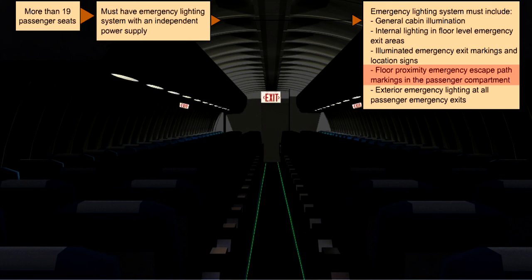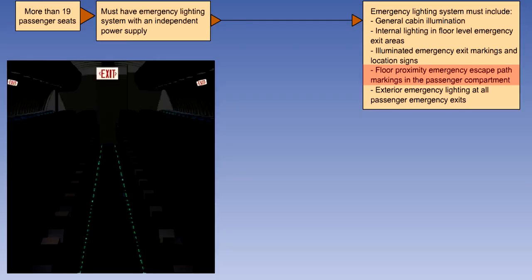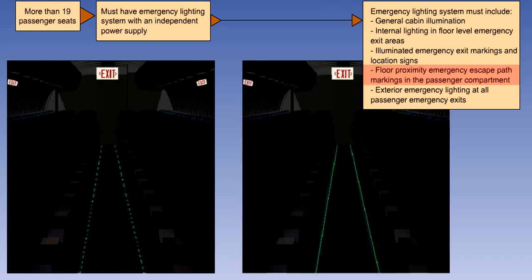There must be floor proximity markings to provide emergency evacuation guidance for passengers when all sources of illumination more than 1.2 meters or 4 feet above the cabin aisle floor are totally obscured. These may consist of locator lights on the floor down the aisles, or a continuous strip of light along the aisle.